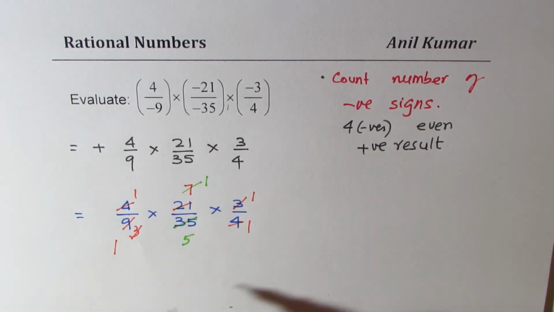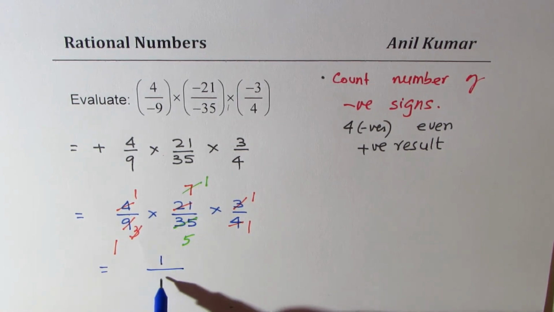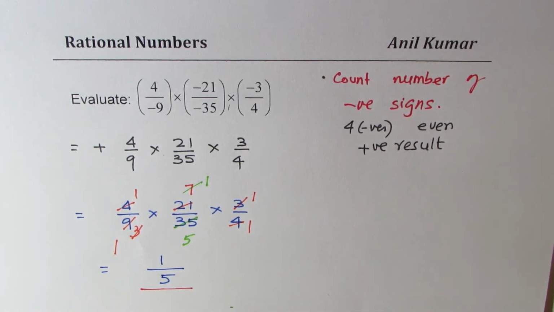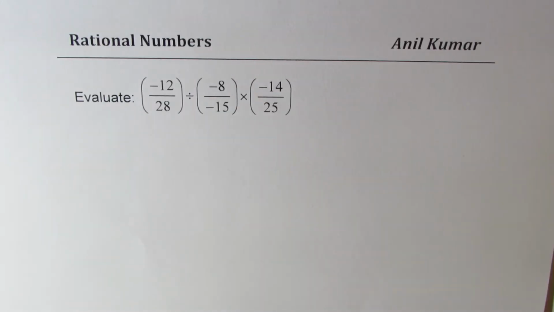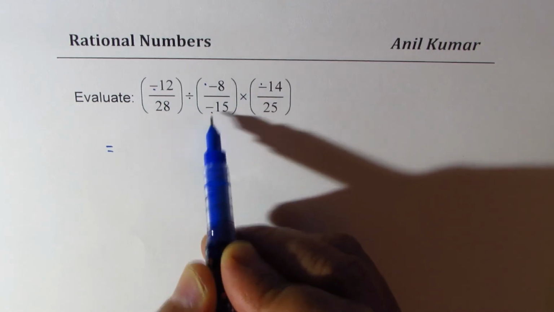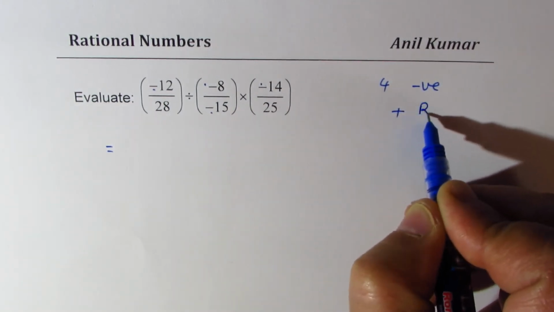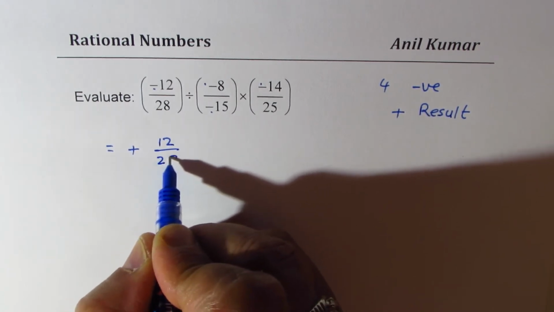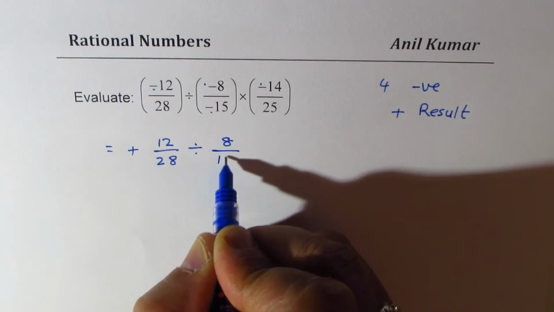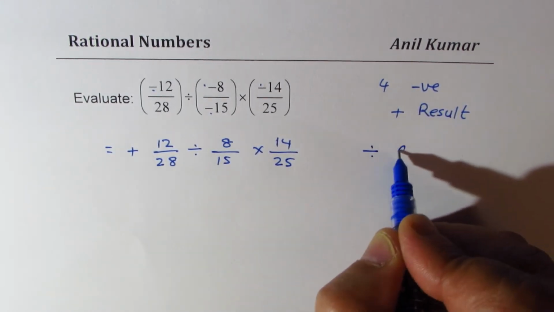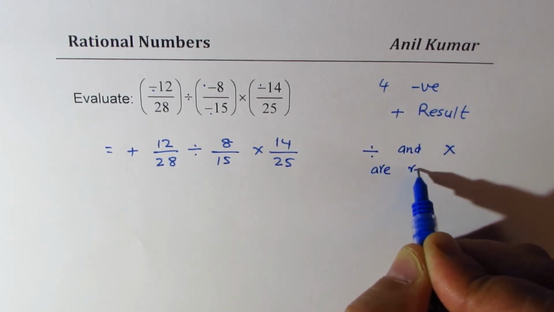So what do you get? After canceling, we get in the numerator 1 times 1 times 1, which is 1. And in the denominator, the number 5. So 1 over 5 is the answer. Do you get it? So that is the answer for the given question. Now let's do a couple of questions and understand the strategy. Now in this case again, we will count the number of signs. 1, 2, 3, 4. So 4 negatives means a positive result. So we'll write positive. Now rewrite the question. We get 12 over 28 divided by 8 over 15 times 14 over 25. Now division and multiplication are reciprocals.